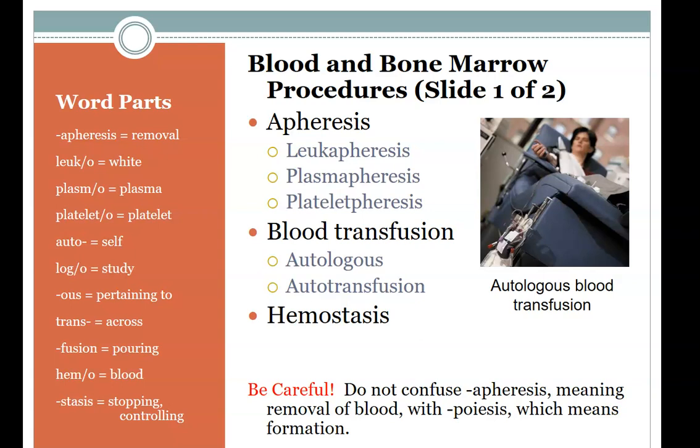And then you've got your word parts. Apheresis is removal. Leuko is white. Plasma is plasma. Platelet, O is platelet. Auto equals self. Logio is study. Os is pertaining to. Trans equals across. Fusion equals pouring. Hemo equals blood. And stasis is stopping or controlling.